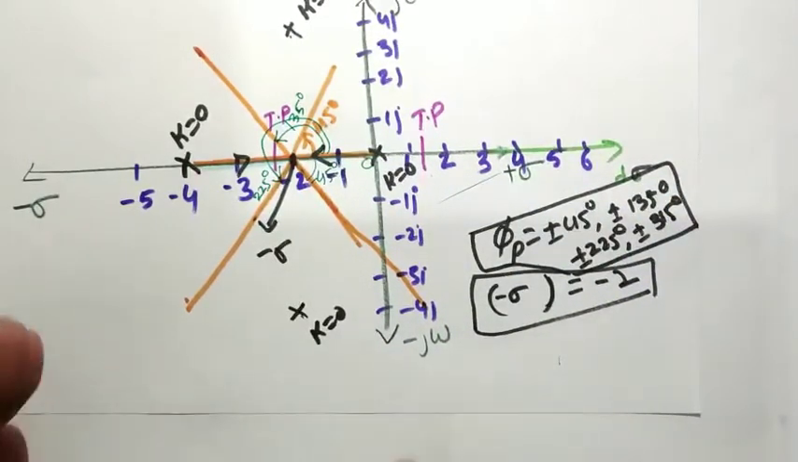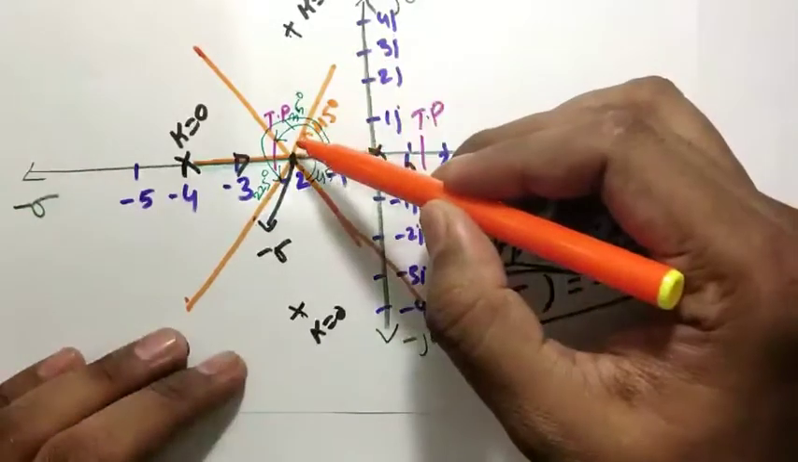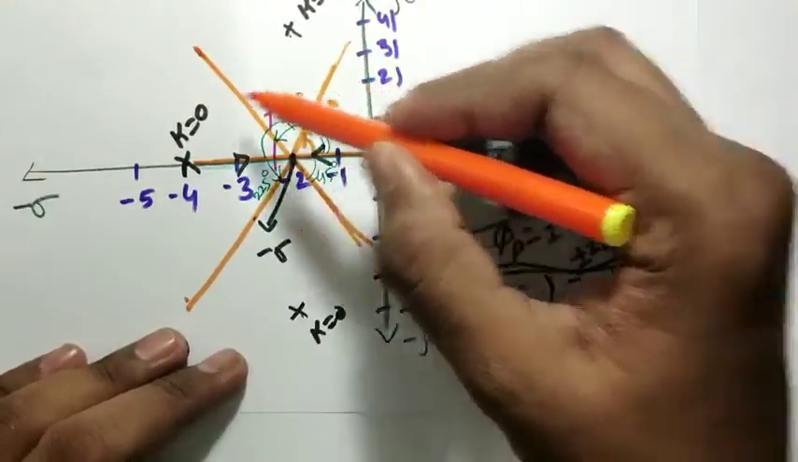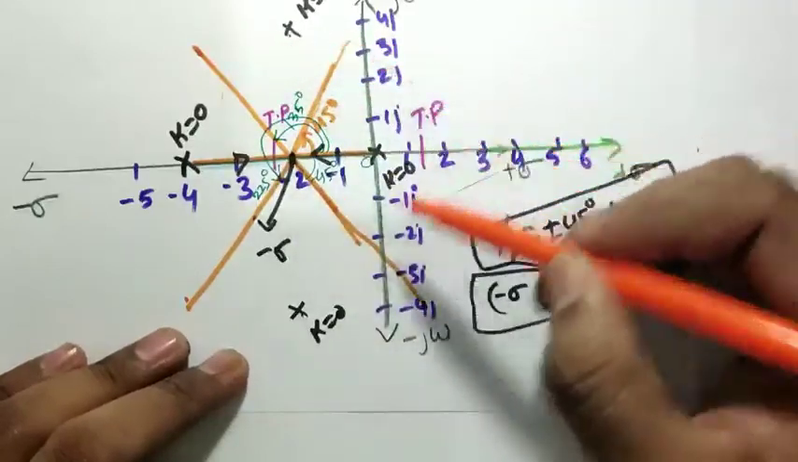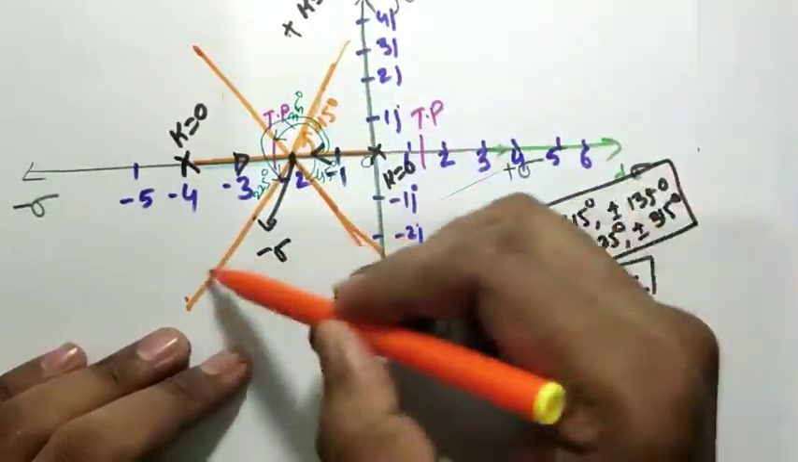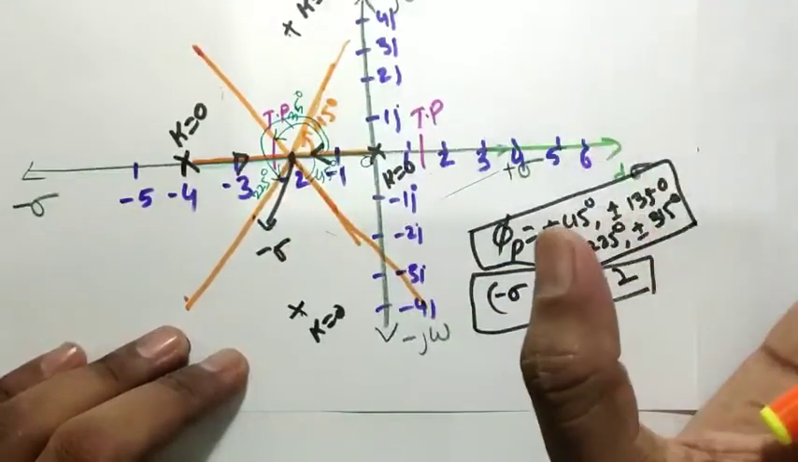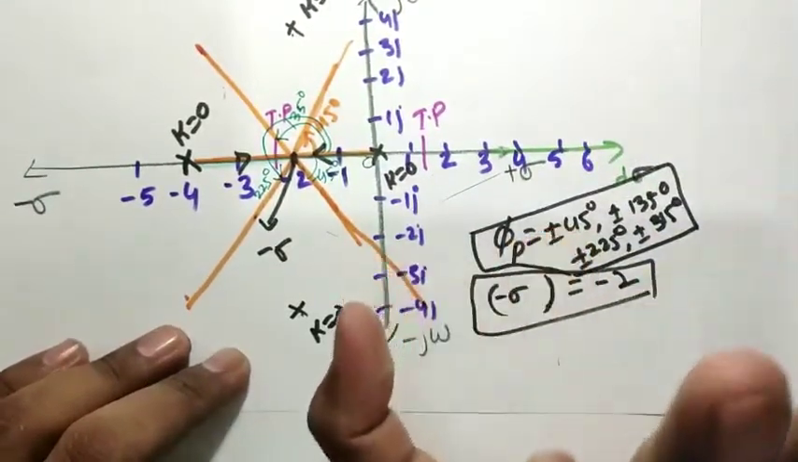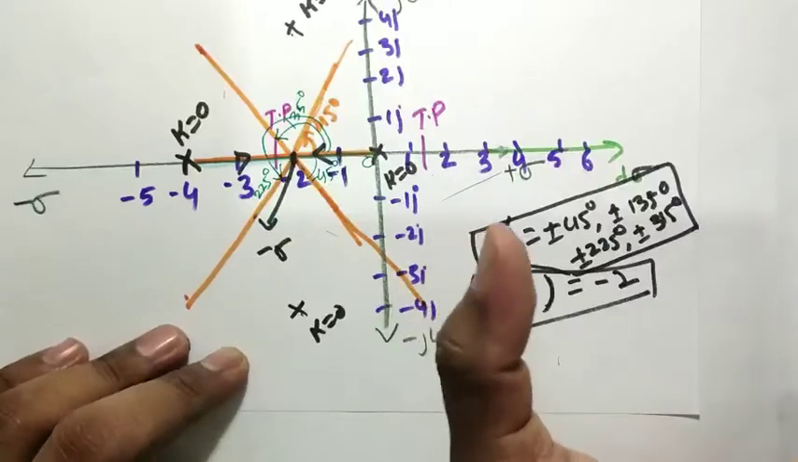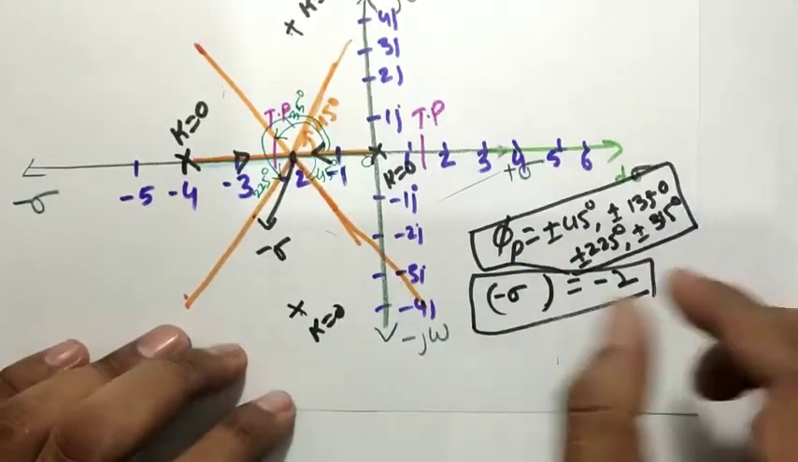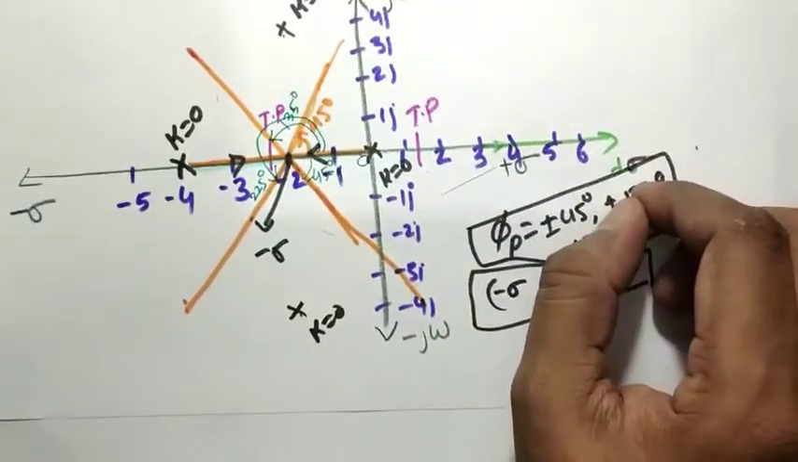So now these asymptotes will give the direction of the roots. So one root may go in this direction, another root may go in this direction, another root may go in this direction, and another root may go in this direction. See, there are 4 poles. 4 poles means there are 4 root locus branches we can see on this S plane.